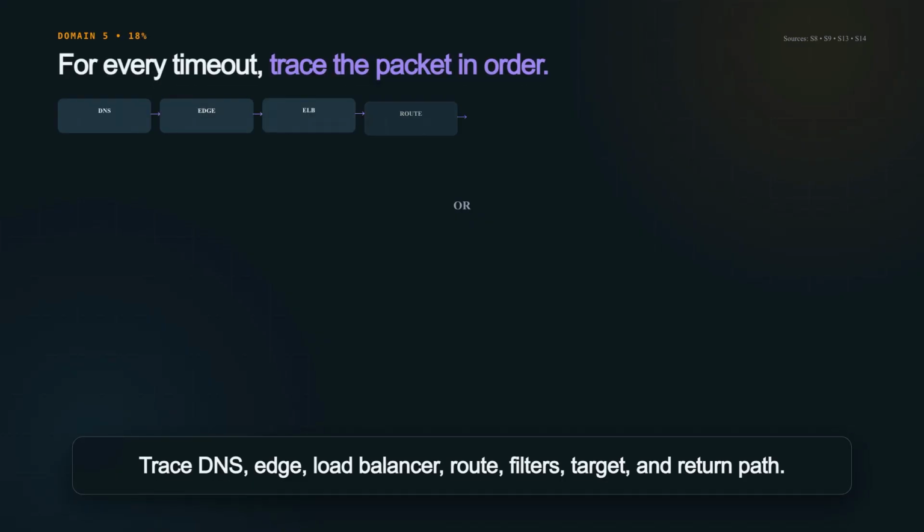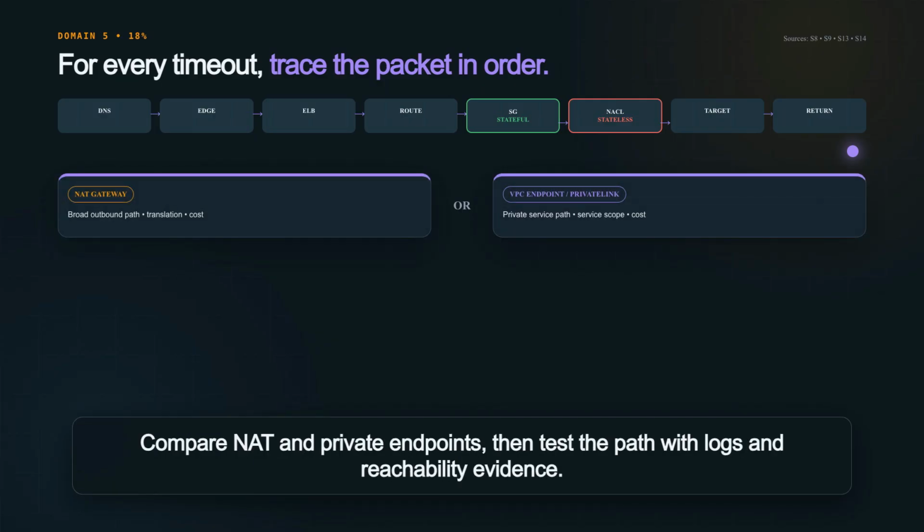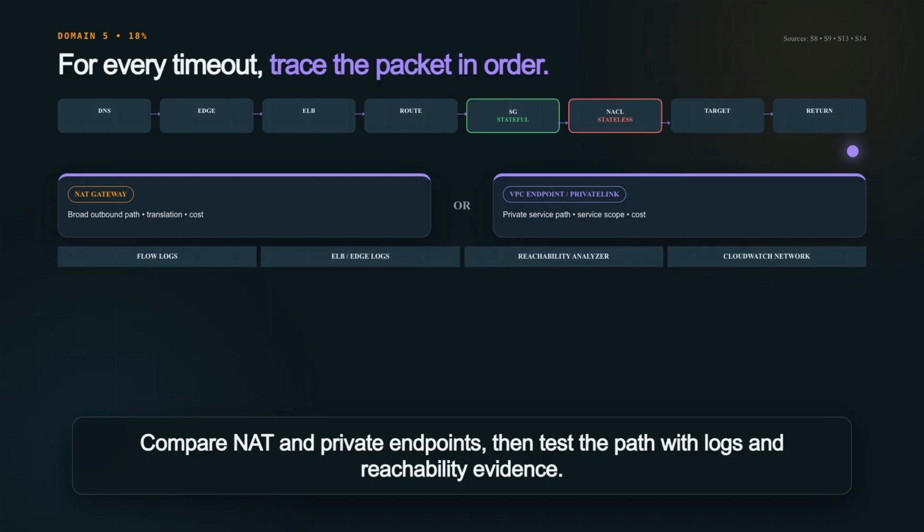Domain 5 carries 18% and tests VPC connectivity, private networking, DNS, content delivery, network protection, cost, and troubleshooting. For every timeout, trace the path in order: DNS, CloudFront or Global Accelerator, load balancer, route, security group, network ACL, target, and return path. If private subnet instances cannot reach an AWS service, compare a NAT route with a VPC endpoint or PrivateLink path. Then use route tables, flow logs, service logs, and Reachability Analyzer to replace guessing with evidence.